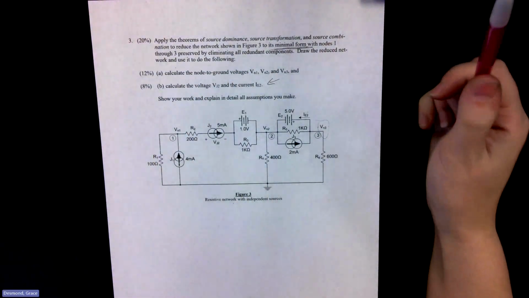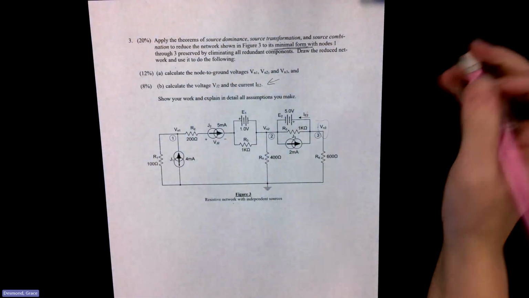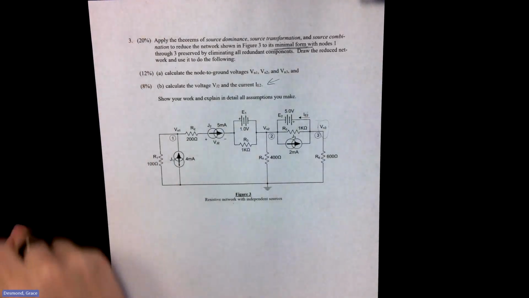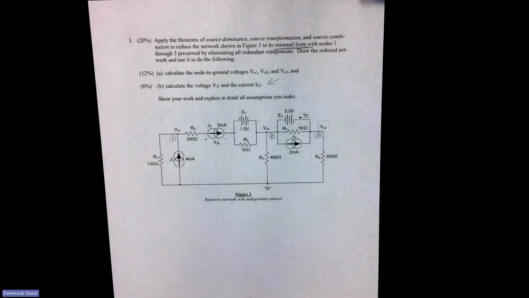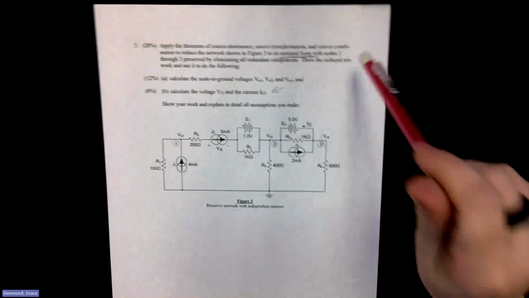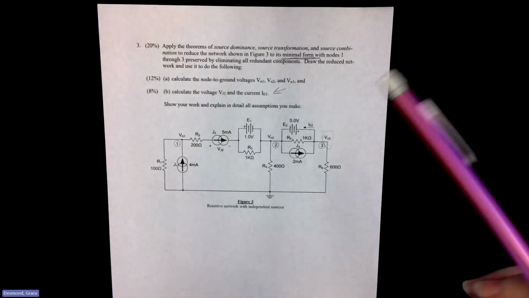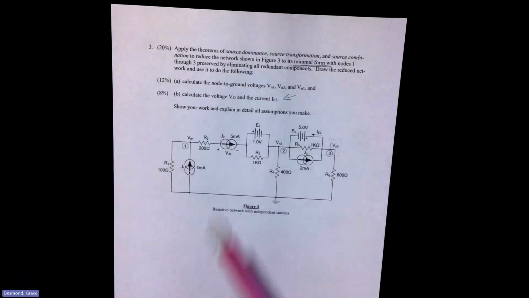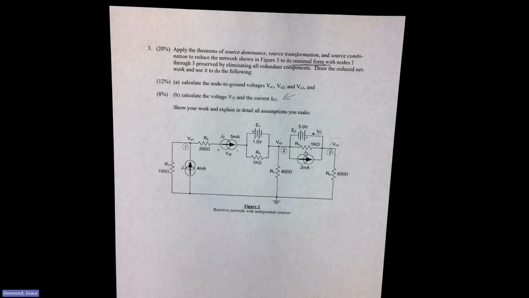Also, big hint, because some students did this on one of our exams. It might not be a source dominance problem. It might just be a source combination problem. If the problem does not say source dominance, that's a hint to not use source dominance. So if that isn't mentioned in the problem, don't try to use it.